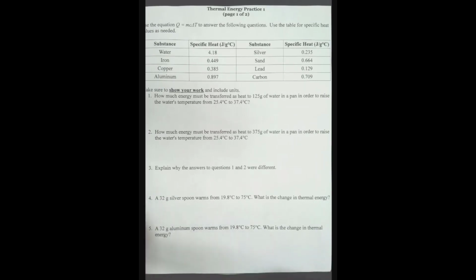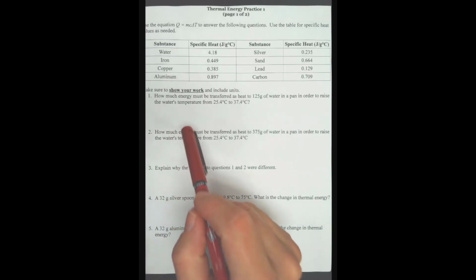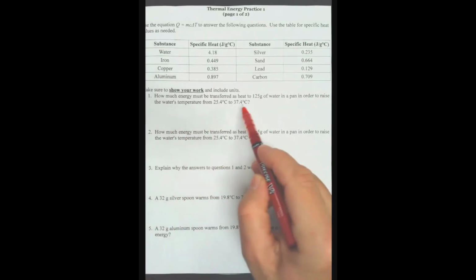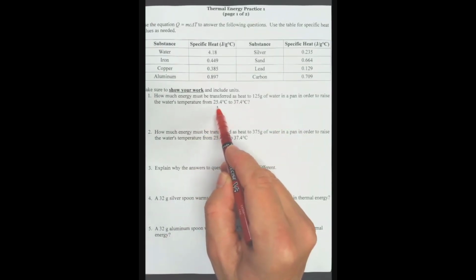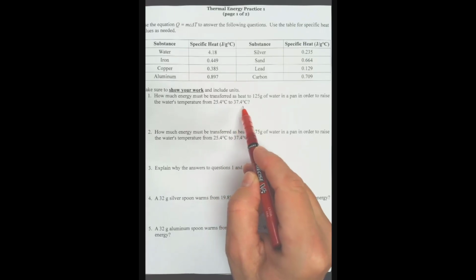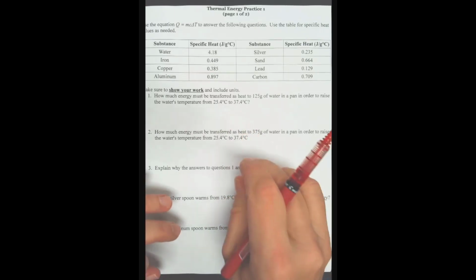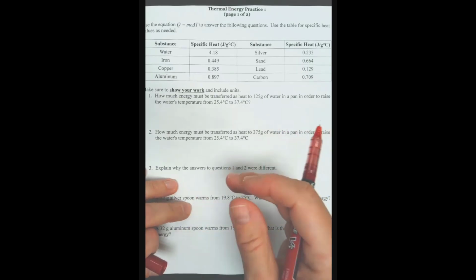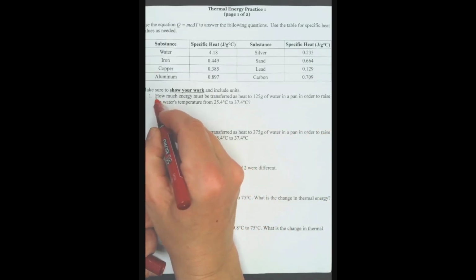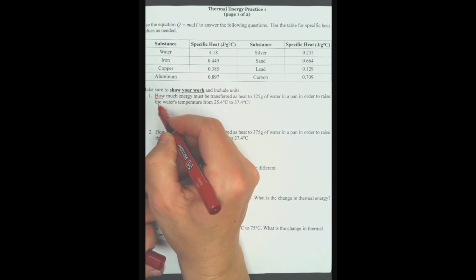All right, so again, as we are looking at our first problem, it says how much energy must be transferred as heat to 125 grams of water in a pan in order to raise the water's temperature from 25.4 degrees Celsius to 37.4 degrees Celsius. Again, the first step of the process is that we need to know what is it we're trying to find. And we look for words like how or what or why. In this case, we're going to go with how much energy. So that's the first one.